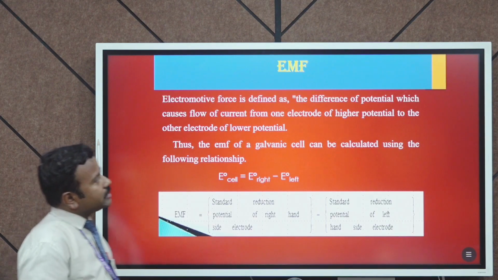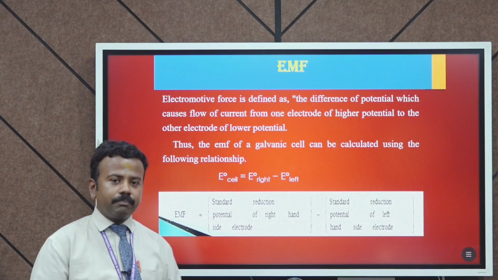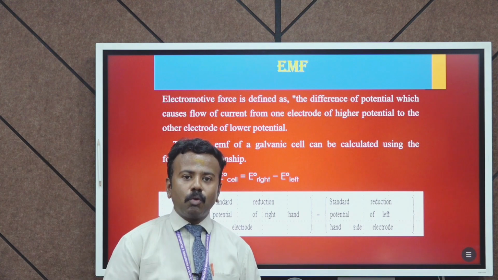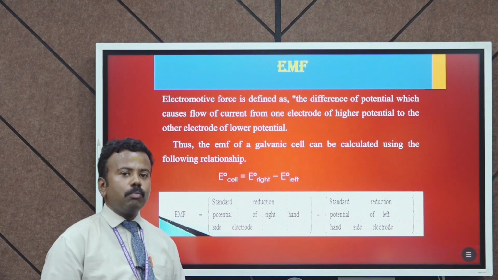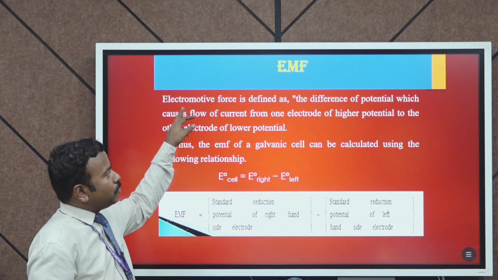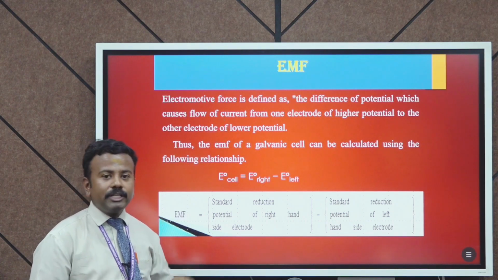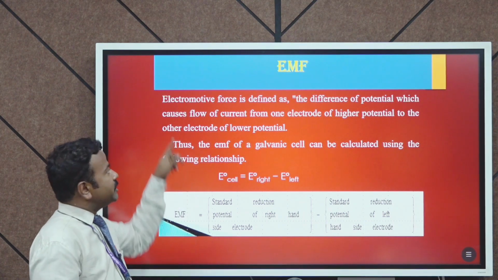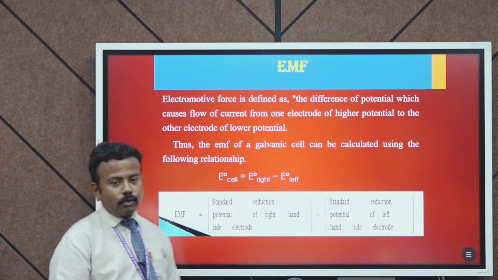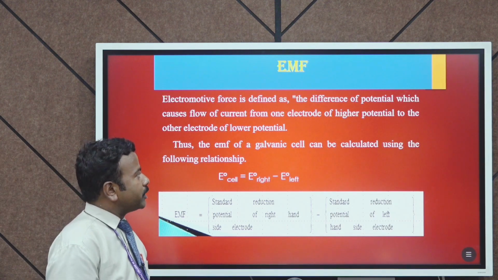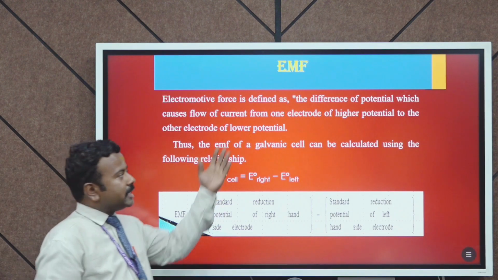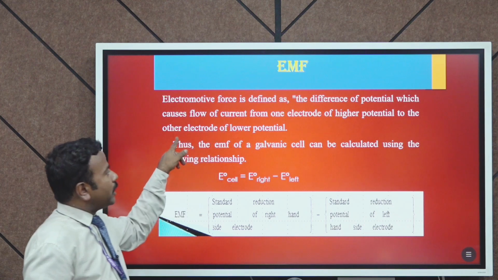Next we discuss EMF. EMF is electromotive force. What do we mean by electromotive force? It is defined as the potential difference that arises, which causes the flow of electrons from one electrode potential to the other, that is, from the higher electrode potential to the lower electrode potential.